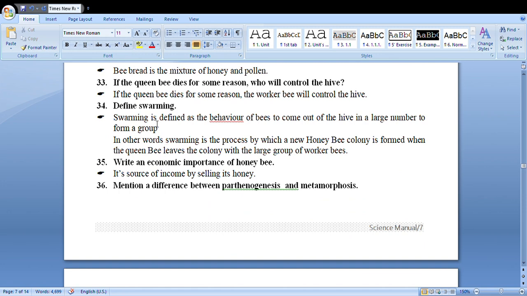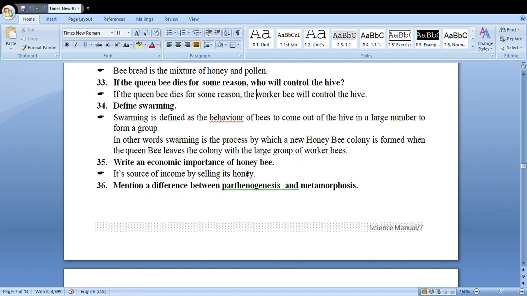Define swarming. Swarming is defined as the behavior of bees to come out of the hive in a large number to form a group. In other words, swarming is the process by which a new honeybee colony is formed when the queen bee leaves the colony with a large group of worker bees. So, the group of bees come out of the hive and form a new colony. This process is called swarming.